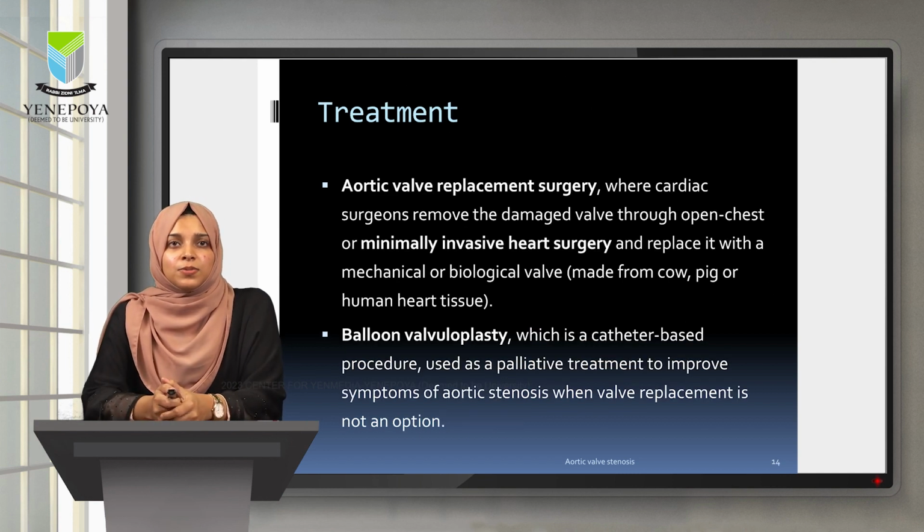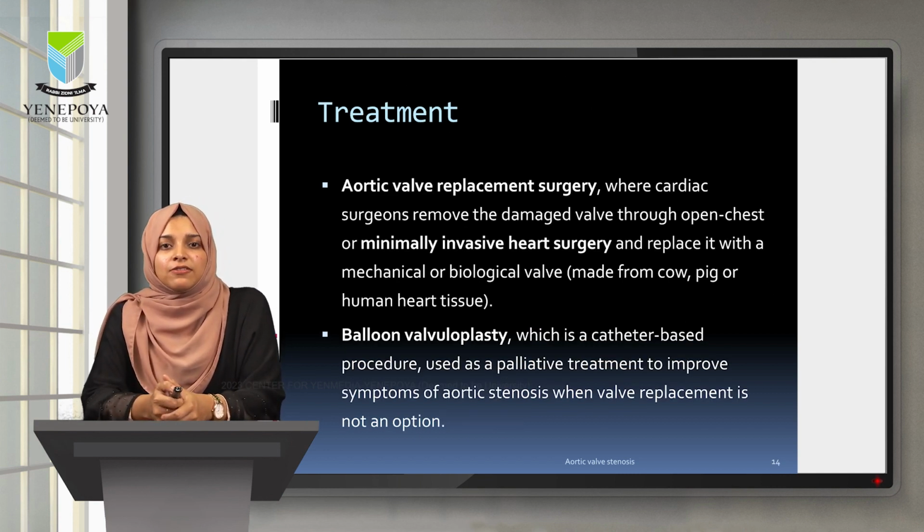Now we will talk about the treatment of aortic valve stenosis. First procedure is aortic valve replacement surgery, where cardiac surgeons remove the damaged valve through open chest surgery or minimally invasive heart surgery and replace it with a mechanical or biological valve. These valves are made from cow, pig or human heart tissue.